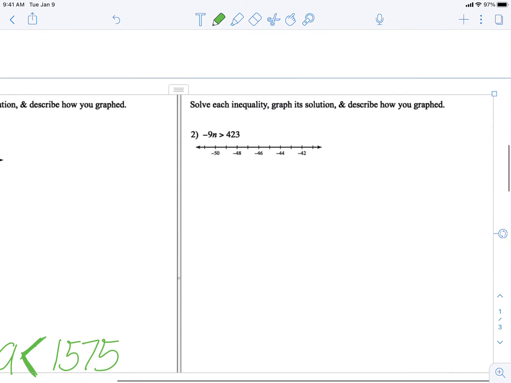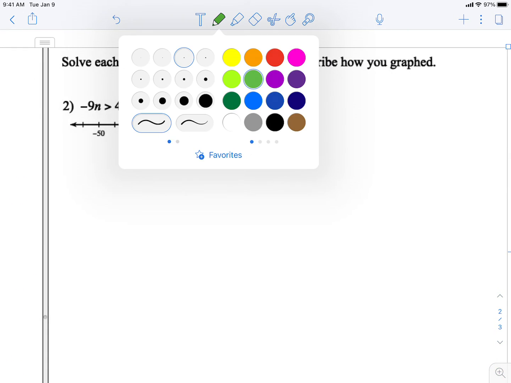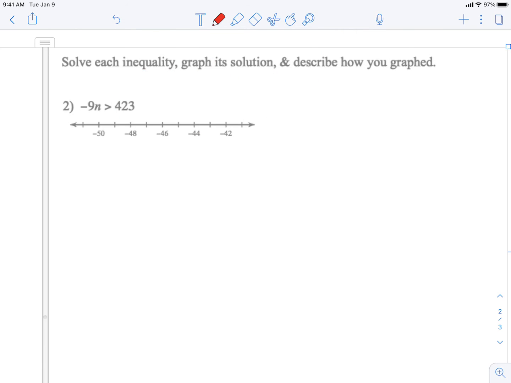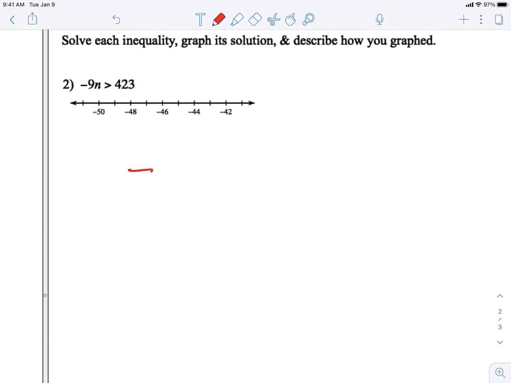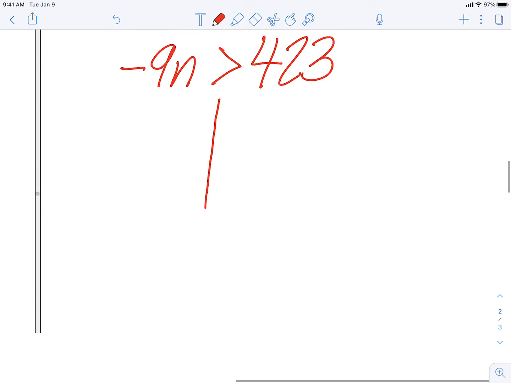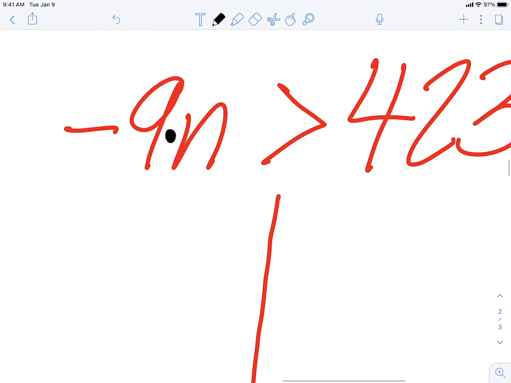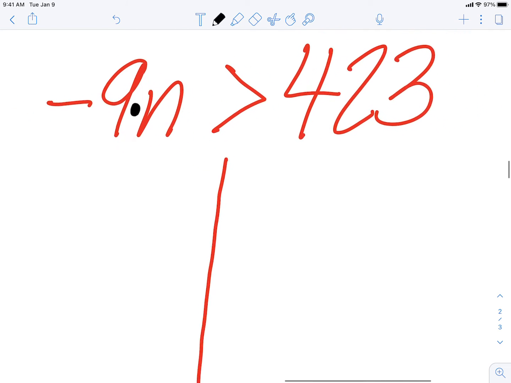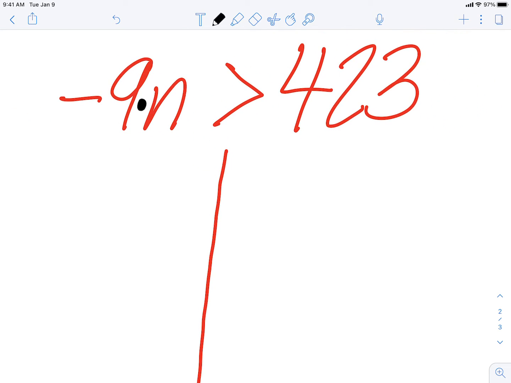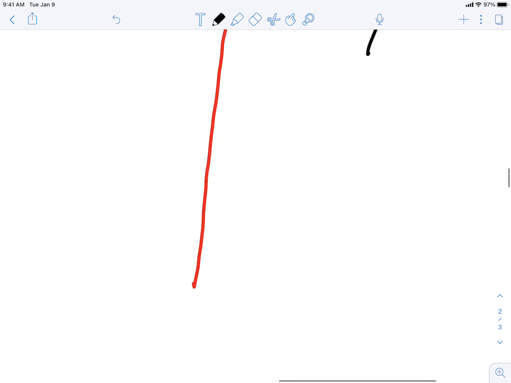All right. Let's move on to the next problem here, right? So let me write my inequality down again here to give me some room. I'm going to draw my line of separation. I'm not going to draw my arrow yet because I'm not sure whether I have to flip it. So let's remember that negative 9n means negative 9 times n, right? So the opposite of multiplying is dividing. So I'm going to divide by -9 right here.